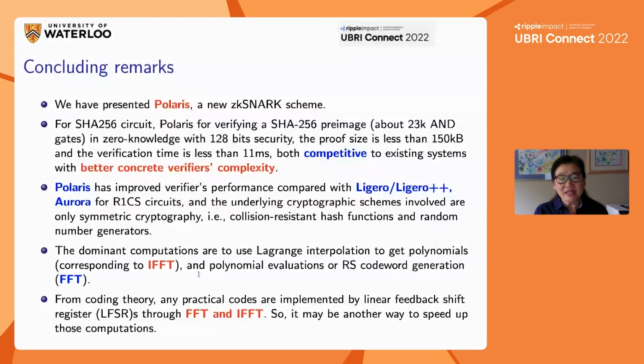Then you have seen, in order to get those polynomials, basically we use Lagrange interpolation, which corresponds to the inverse fast Fourier transform. And the polynomial evaluation, or Reed-Solomon codeword generation, corresponds to the FFT. So currently we are trying to re-implement our scheme using a coding approach, which uses a linear feedback shift register.